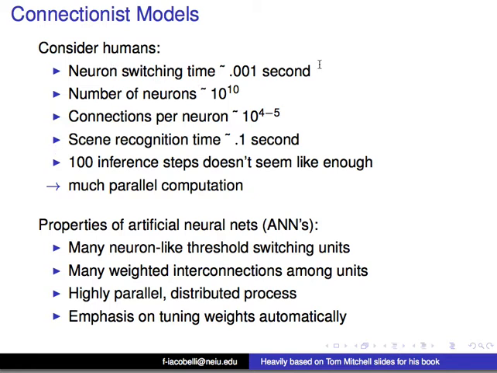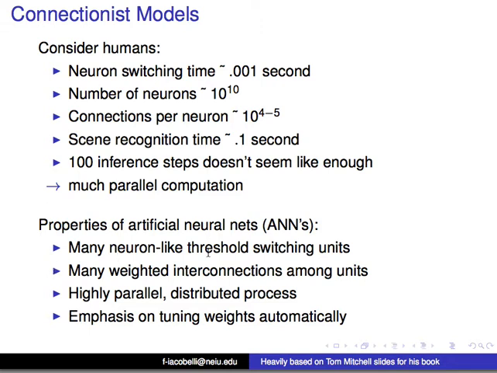So now just a few numbers here. Consider humans. The neuron switching time is approximately 1 millisecond. The number of neurons, most literature says, is about 10 to the 11th or 10 to the 10th. Connections per neuron, 10 to the 5th or 10 to the 4th. Now, a human recognizes a scene in 0.1 second. There is a lot of parallel computation going on, okay? This is in humans. Now, artificial neural networks.